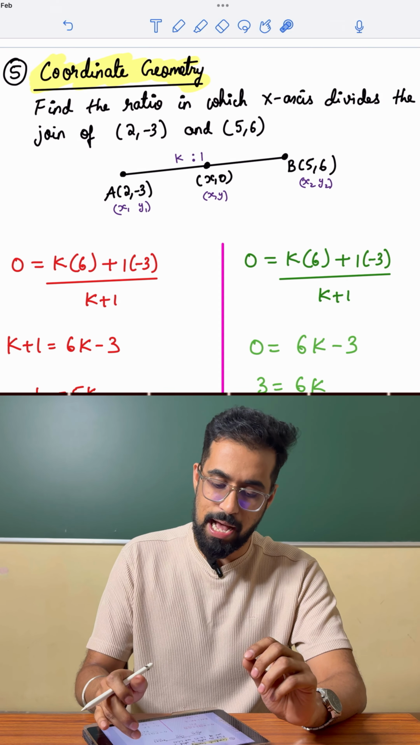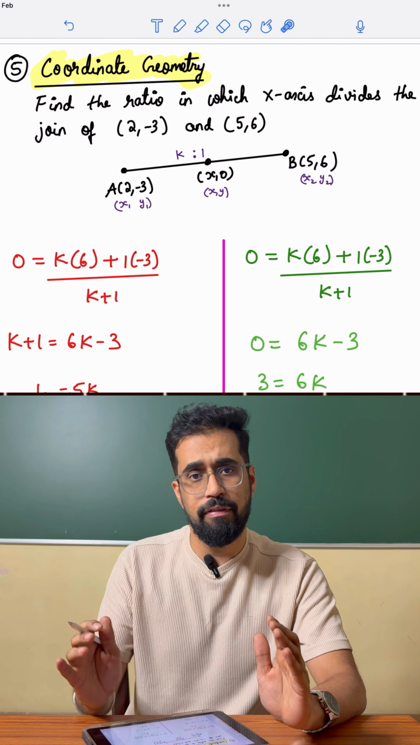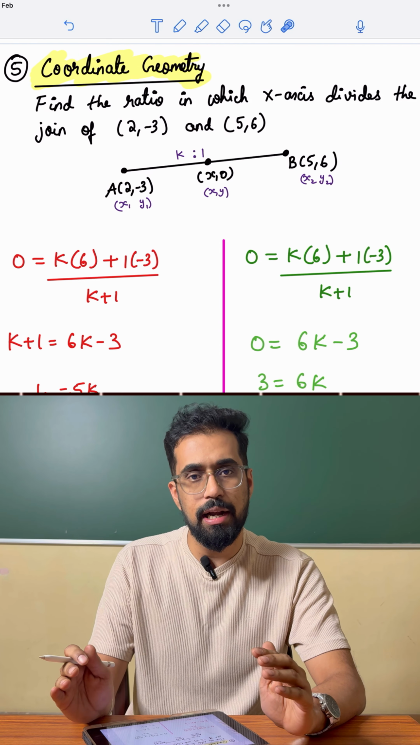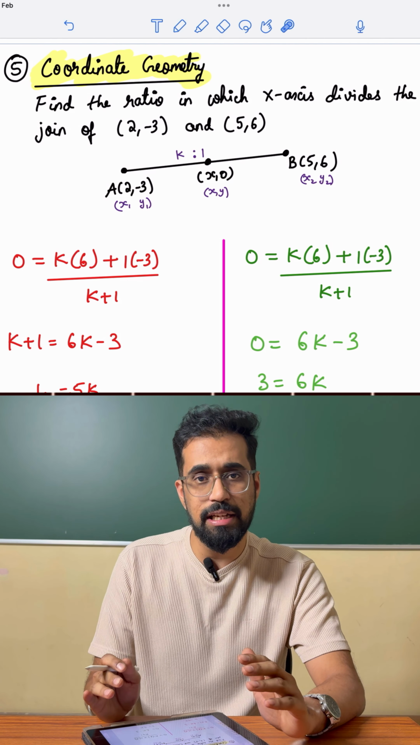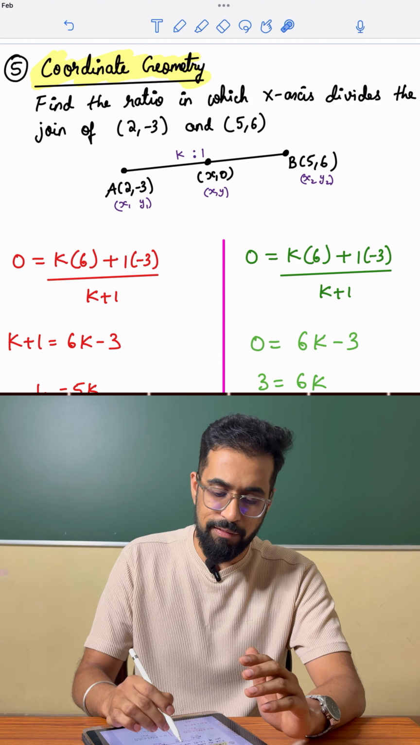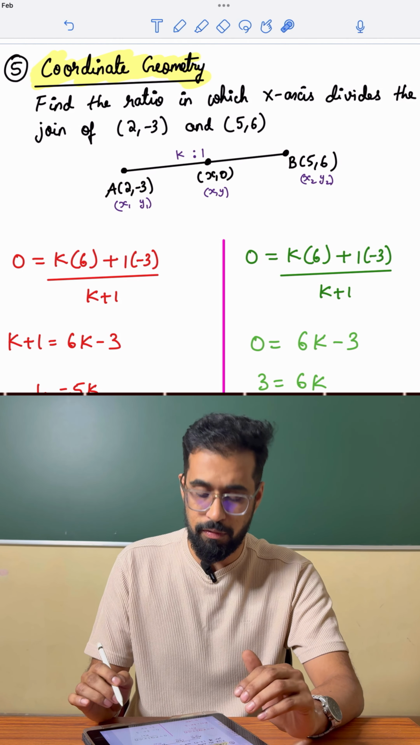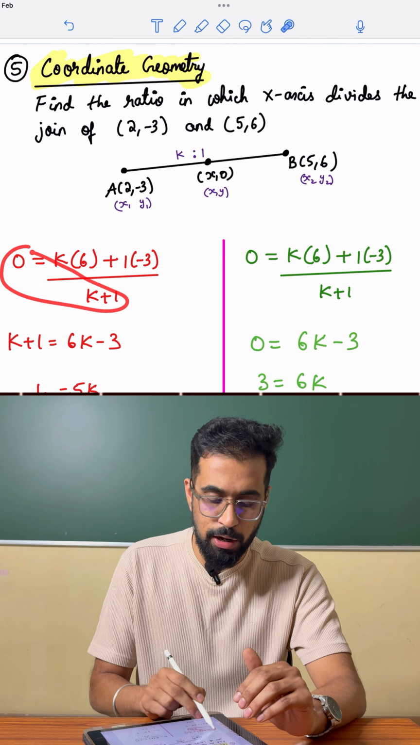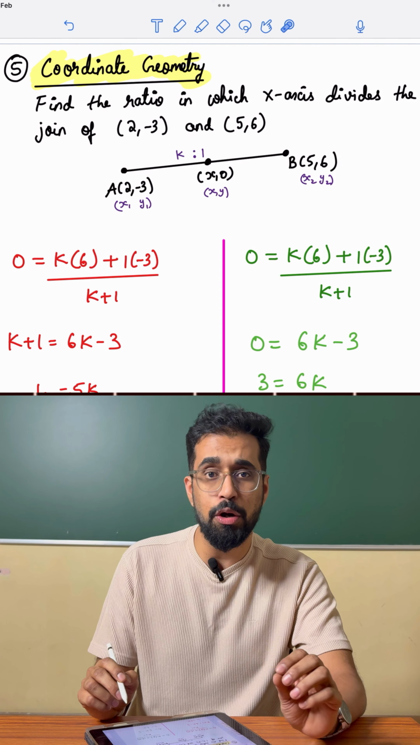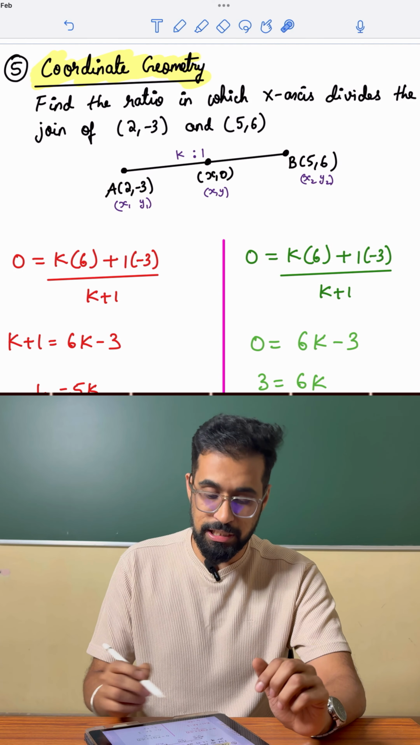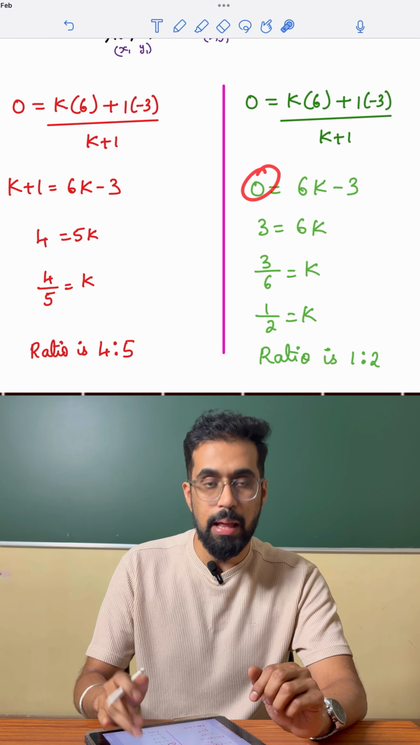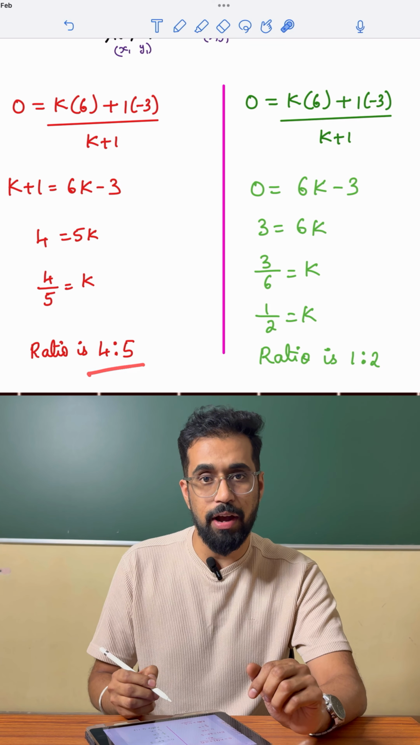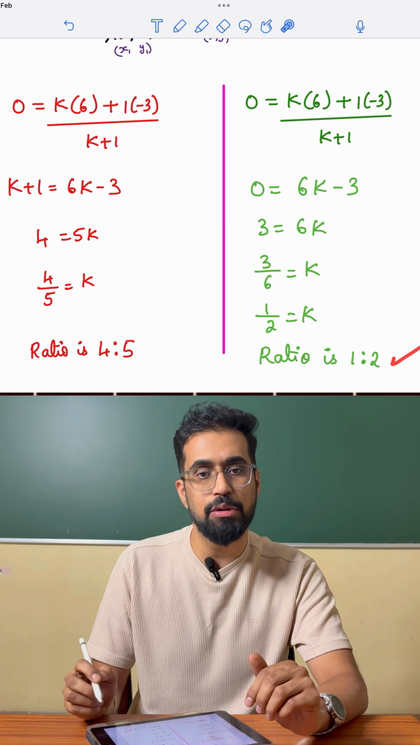And then at the last, whenever we have to find the ratio in terms of coordinate geometry, so here we are given that the x-axis divides the line segment. So we assume the ratio as k is to 1 and then solve. What usually happens is whenever we cross multiply here k plus 1 into 0, in an exam tension we tend to write it as k plus 1 itself instead of 0, which would give us a wrong answer of 4:5, which eventually has to be corrected as 1:2.